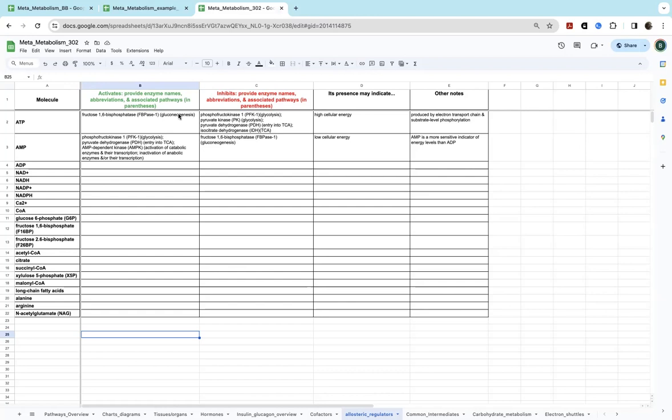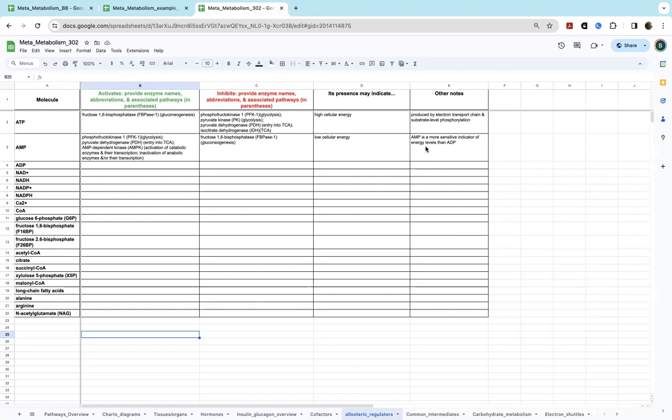So if you have high energy, you want to inhibit the breakdown for more energy and activate the piecing together of those molecules, building them together. And if you have low energy, now you want to activate the things that'll give you more energy and inactivate the things that take energy. And so that's how you can do this.